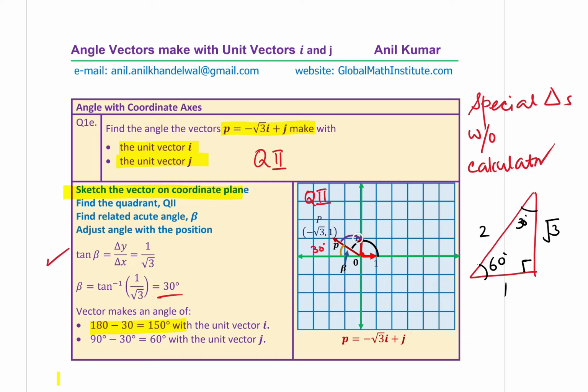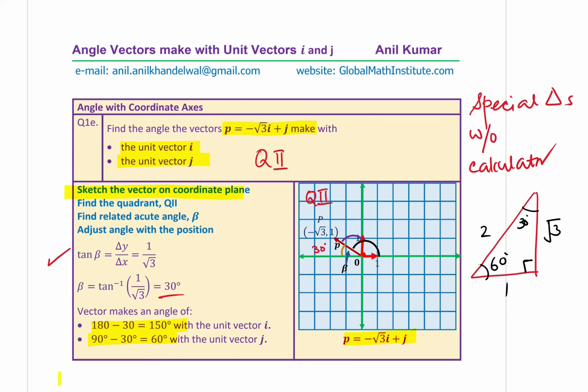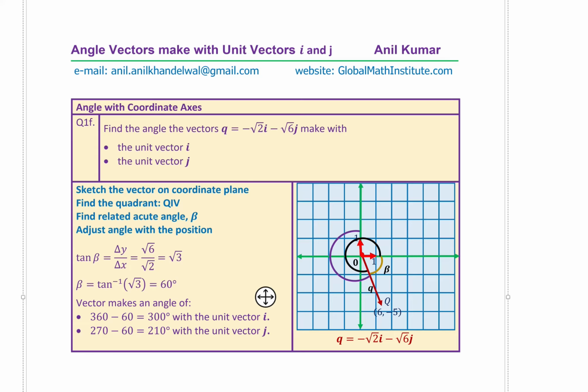The angle which it makes with the vector j, a unit vector in the direction of y, is 90 minus 30, which is 60 degrees. And that is how you get your solution for the vector p, minus square root 3 i plus j. Perfect. The last example here, related to finding the related acute angles and then the angle which the vector makes with i and j, is here. I'd like you to pause the video, try it, and take this as your quiz, right? So without a calculator.